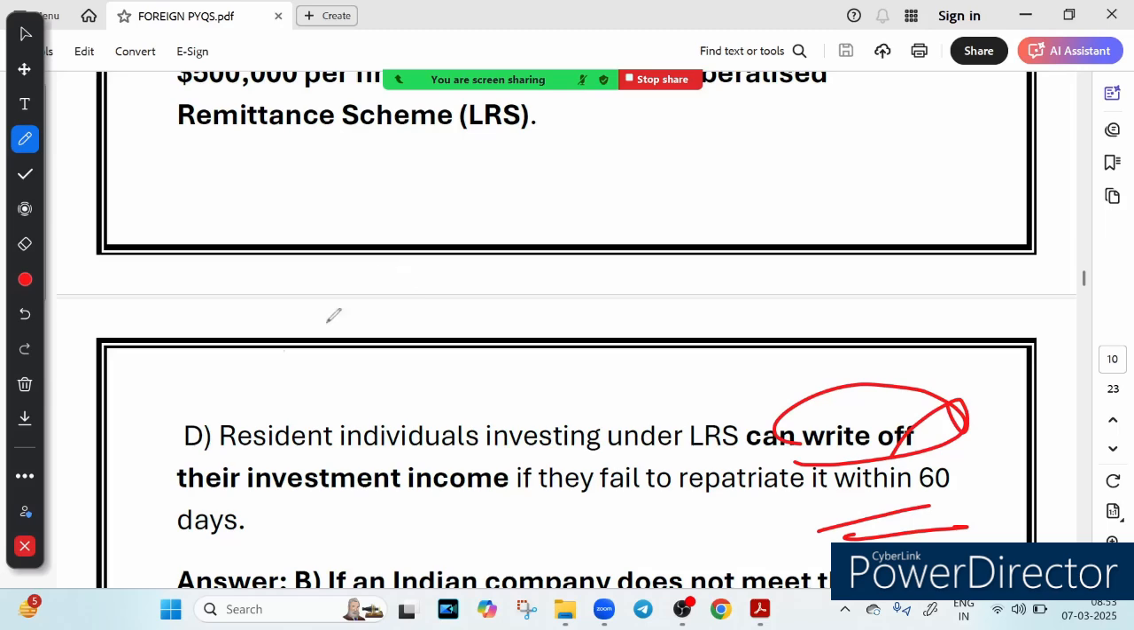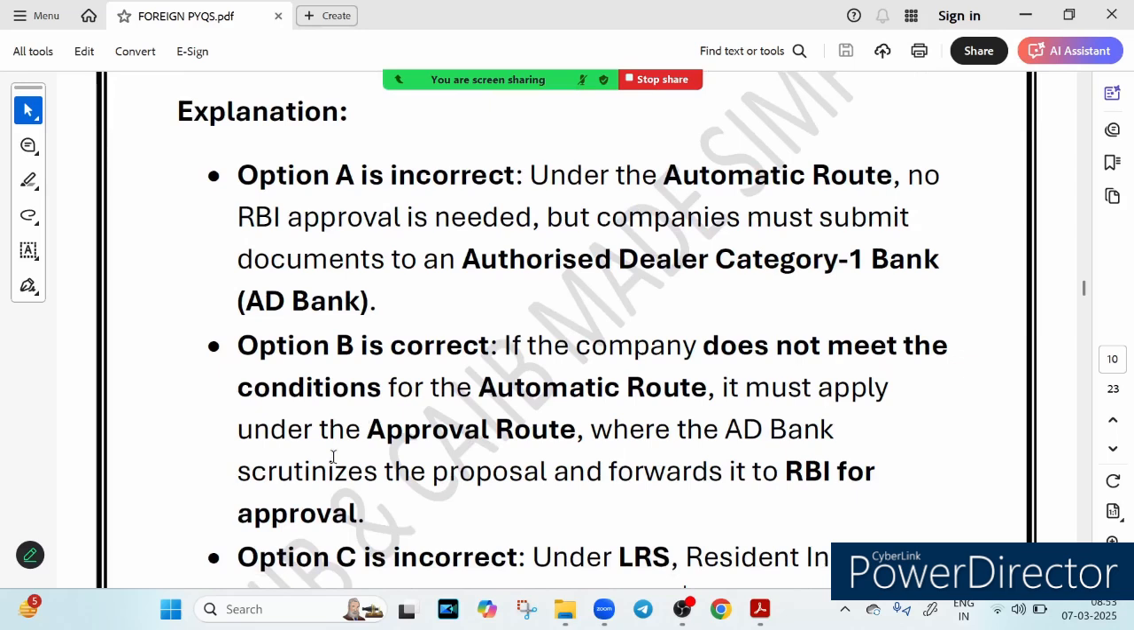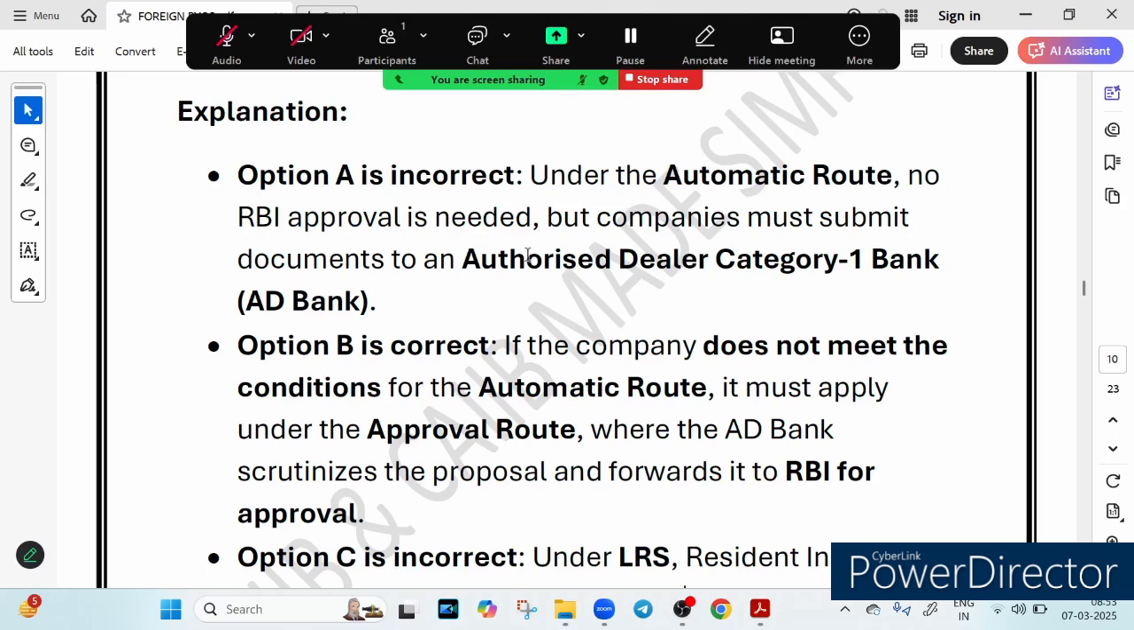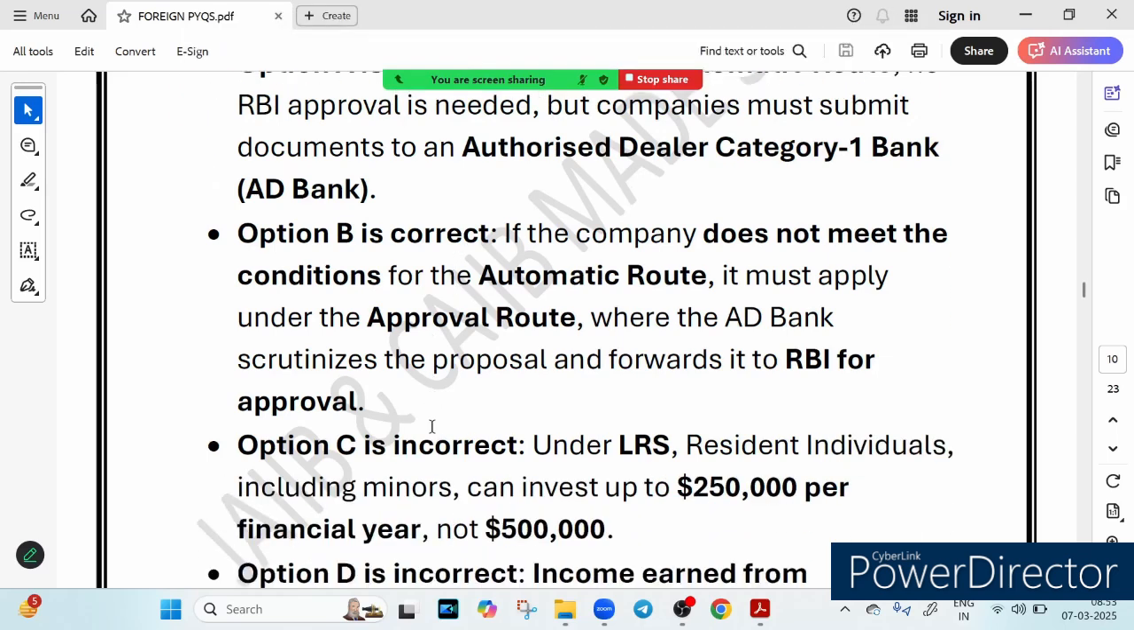So what we learned, here are some key points which you must keep in mind, right? First thing is the automatic route. The automatic route allows ODI without prior RBI approval if conditions like staying within 400% of net worth are met. And the approval route applies when the conditions are not met or for restricted sectors like real estate or banking. Under LRS, a resident individual can invest up to $2,50,000 per financial year. I hope this makes sense to you.